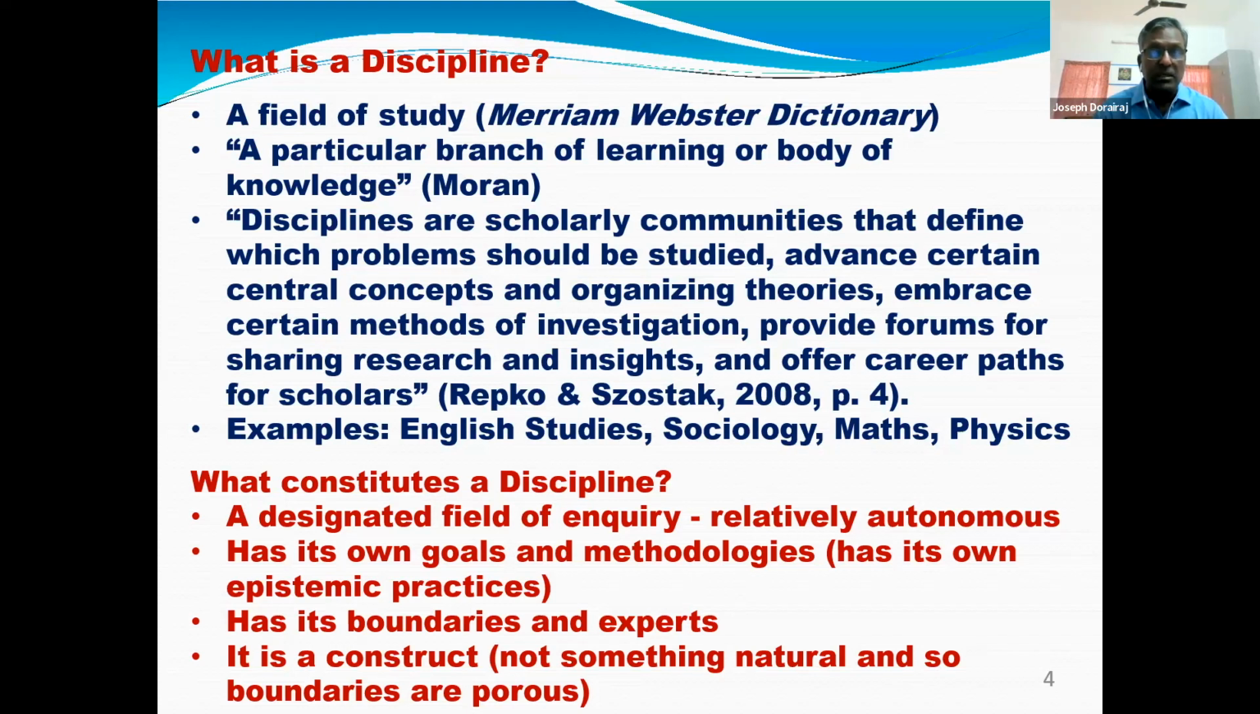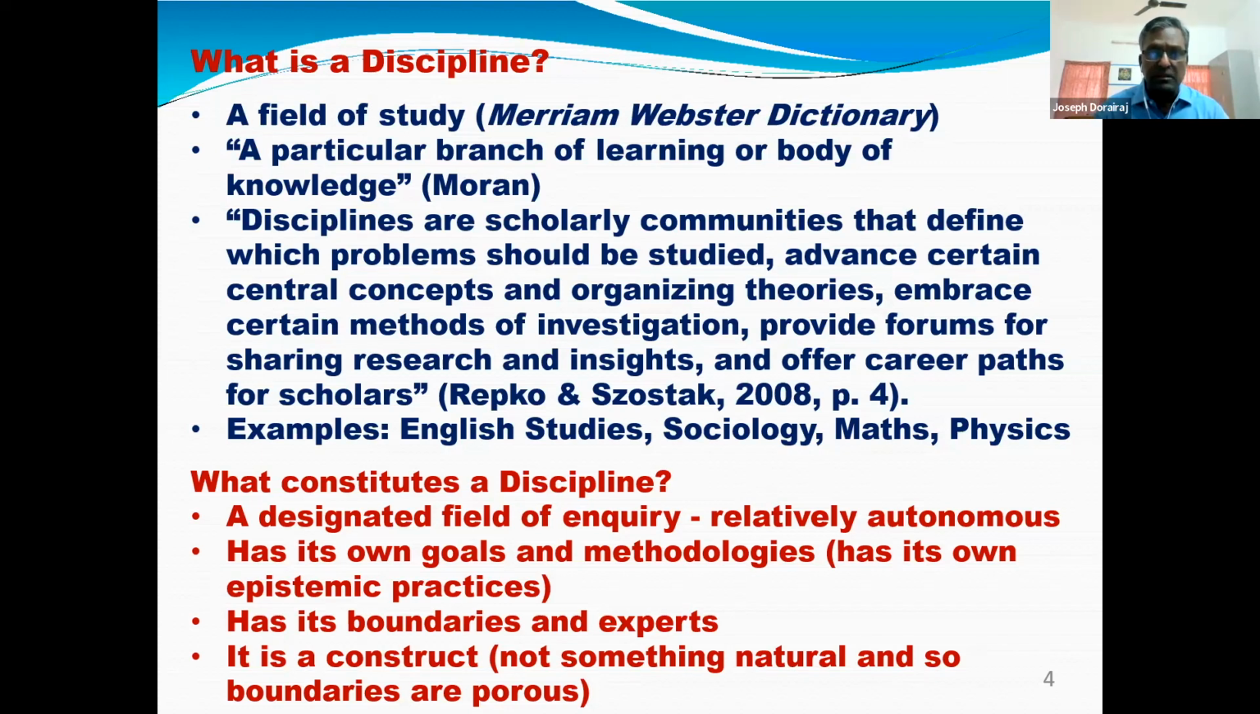I have 4 points. Psychology is a discipline, mathematics is a discipline, physics is a discipline. Now, in order to be called a discipline, that particular subject should fulfill 4 criteria. So what are the 4 criteria? The first criterion is, a discipline or a subject like physics, like maths, like chemistry should have a designated field of inquiry, and it should be relatively independent or autonomous. So this is the first criterion, and a discipline or a subject should fulfill this criterion.